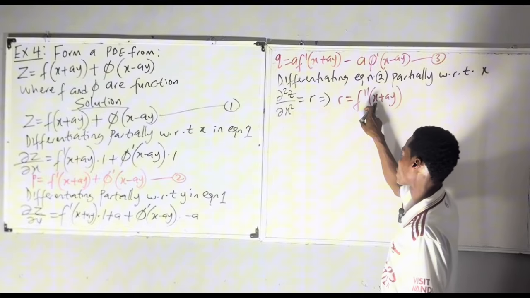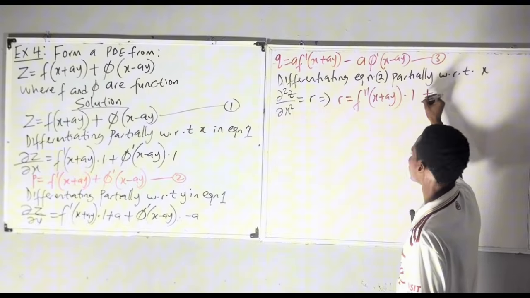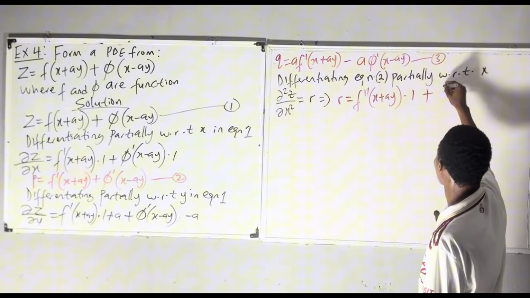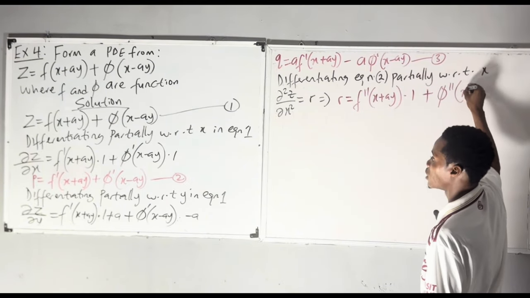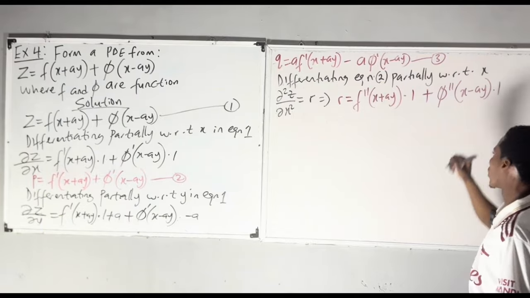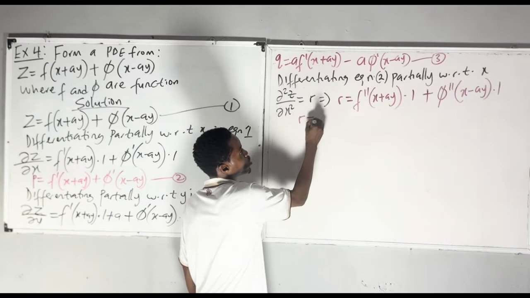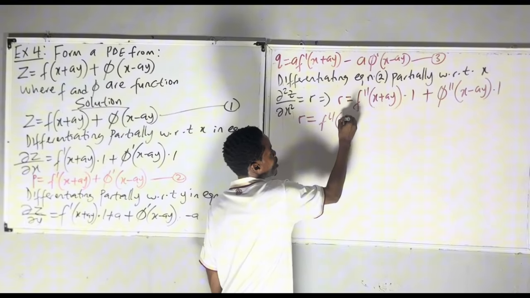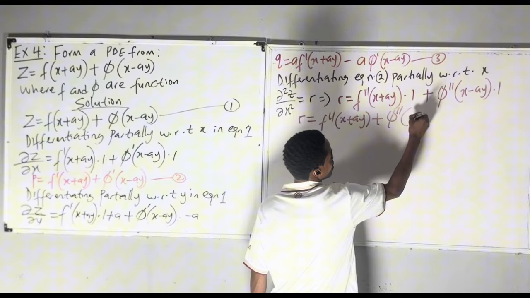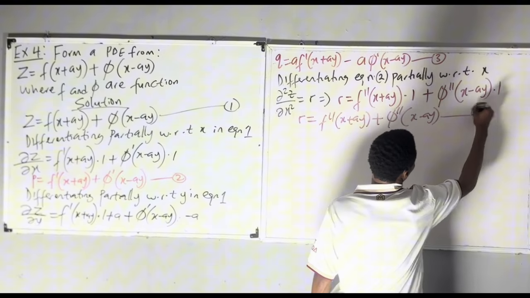If I differentiate x again, I'm going to have 1, plus phi prime. If I differentiate phi prime again, I'm going to have phi prime prime (x − ay), and differentiating x again gives 1. So r is equal to f prime prime (x + ay) plus phi prime prime (x − ay). Let me call this equation 4.